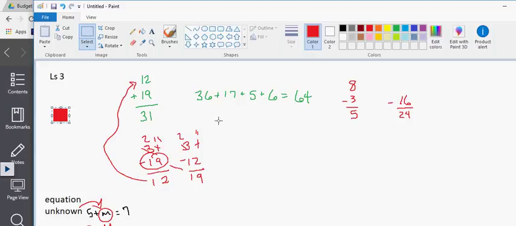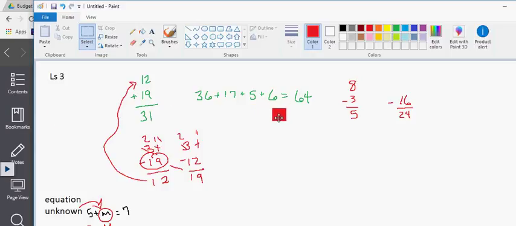So in your book, they show that on page 19. And instead of covering it, they use an unknown, a letter, the letter N for the 6. And they say, what's the value of N? How would we solve? We add all the known addends, 36, 17, and 5, which comes to 58. That's these three. And you take that away from 64, and 64 minus 58 is the missing 6.